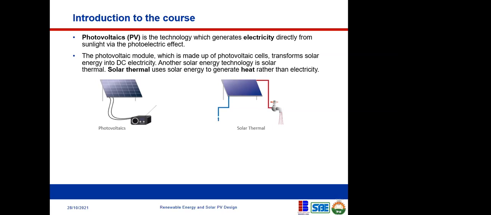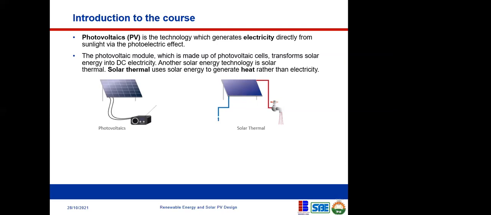Now, the first step in generating electric power is to convert the sunlight into electricity, but not the normal electricity that we use in our homes. It is DC, direct current electricity. Okay. So another solar energy technology is solar thermal. We have to understand there are two forms of solar energy. Solar thermal converts the sun's energy into heat, not electricity. So solar thermal uses solar energy to generate heat rather than electricity.